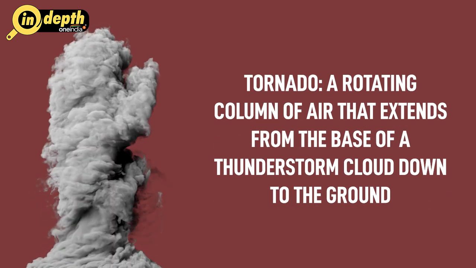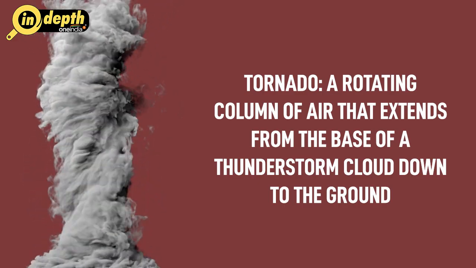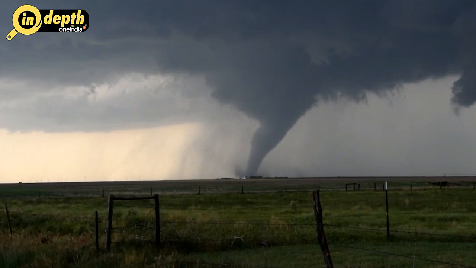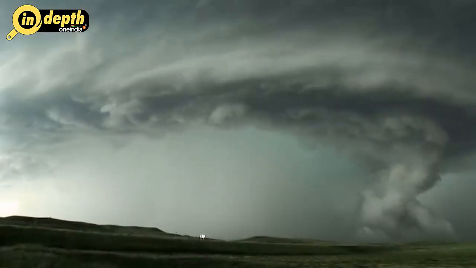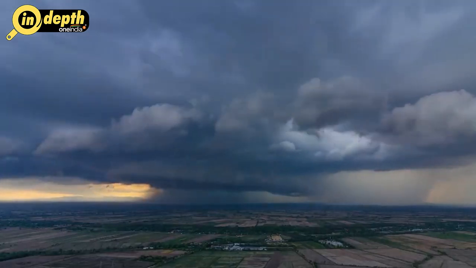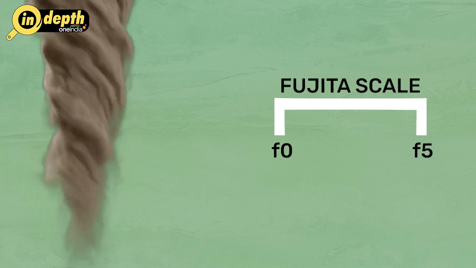At its most basic level, a tornado is simply a rotating column of air that extends from the base of a thunderstorm cloud down to the ground. They are usually only a few hundred feet wide but can be several miles tall, with wind speeds that can reach over 300 miles per hour. Tornadoes are classified on the Fujita scale, which ranges from F0, the weakest, to F5, the strongest, based on the amount of damage they cause.